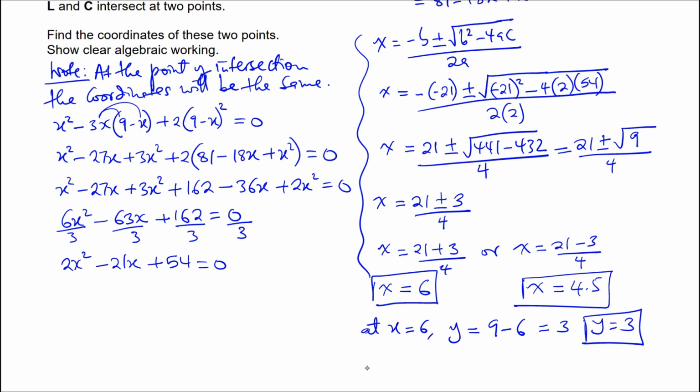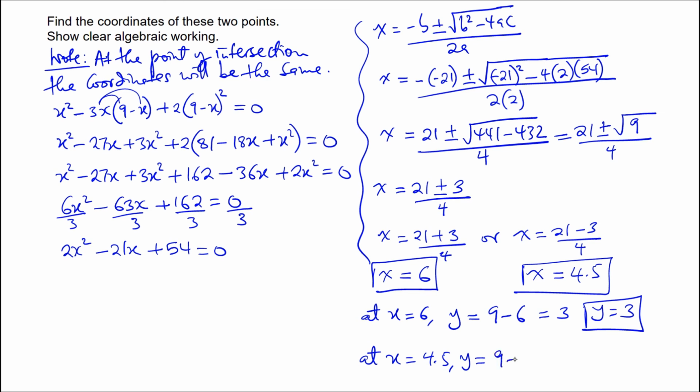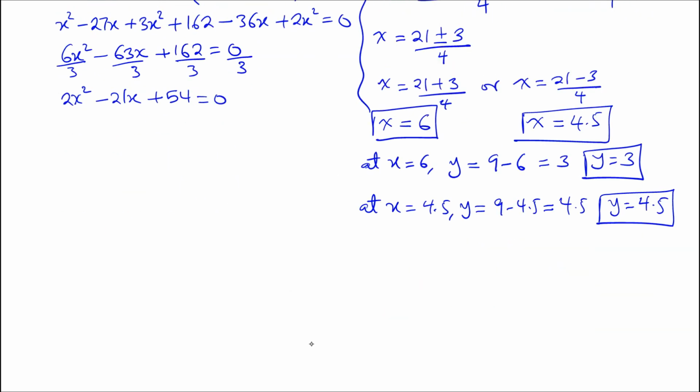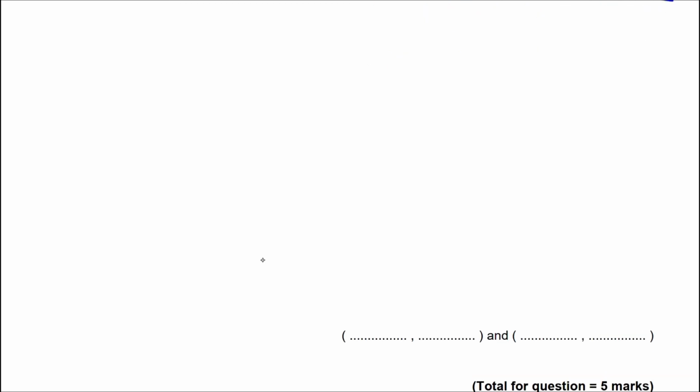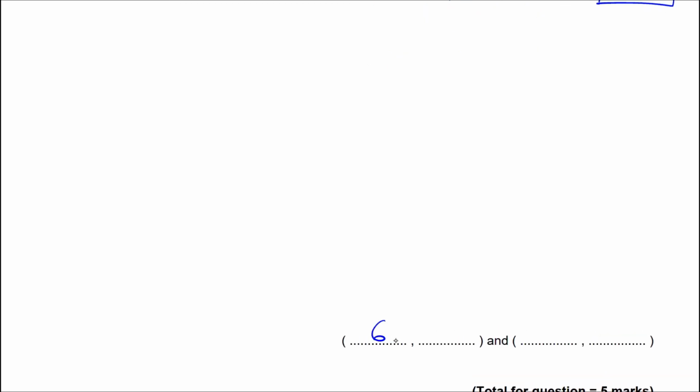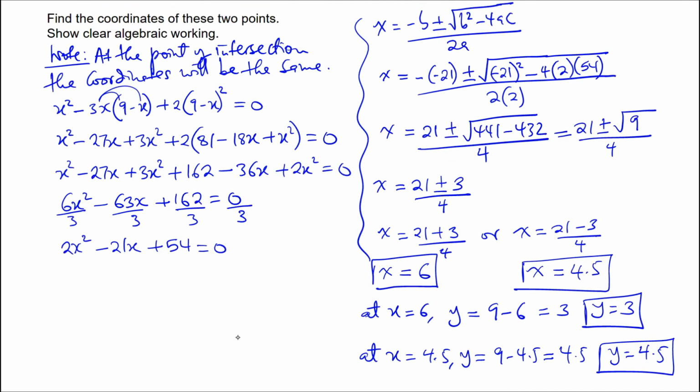And then at x equal to 4.5, y will be equal to 9 minus 4.5, which is equal to 4.5. So y is equal to 4.5. So to write down the coordinates, we can just summarize that and say that when x is 6, y is 3, and when x is 4.5, y will be equal to 4.5. But basically, this is the solution to this problem.